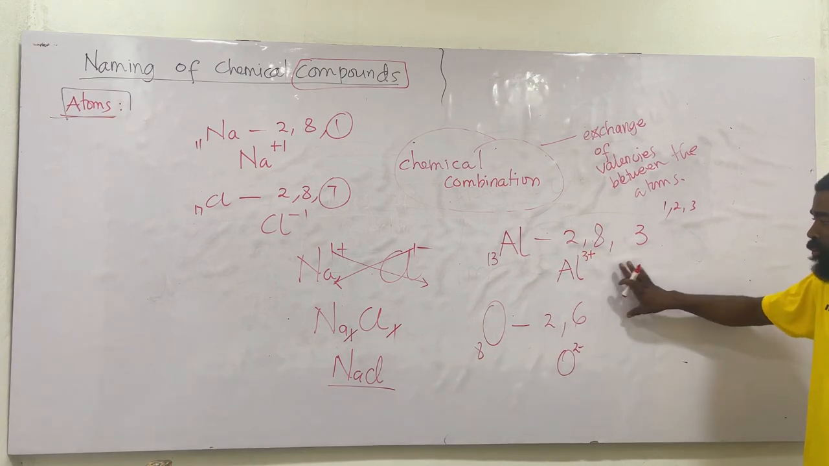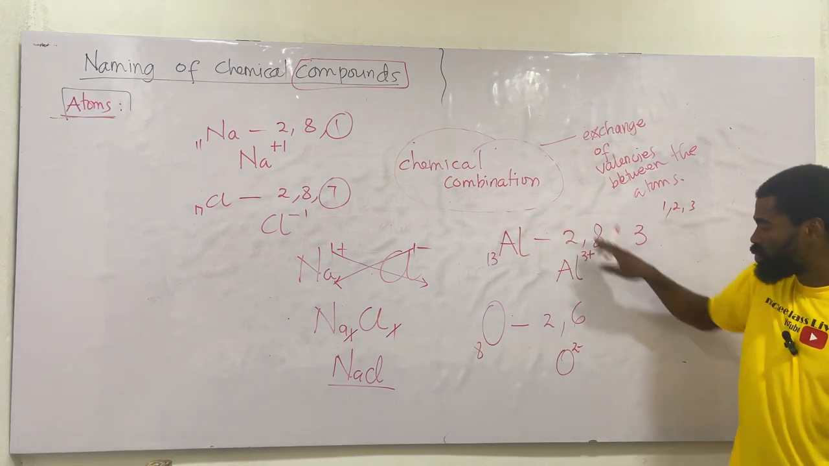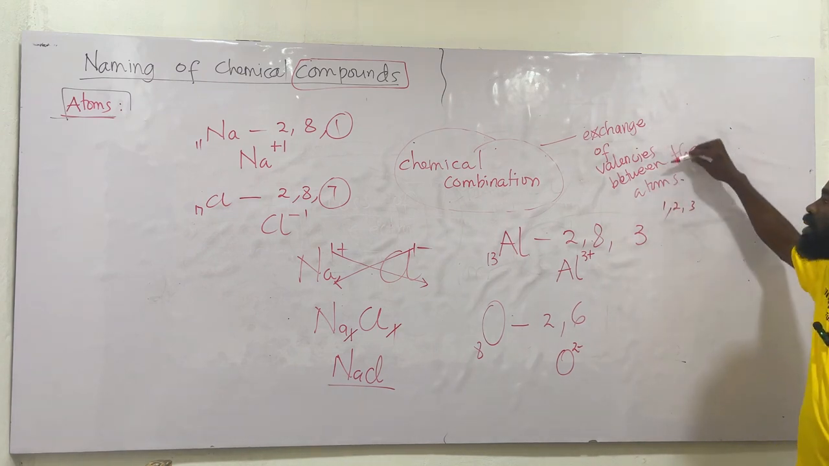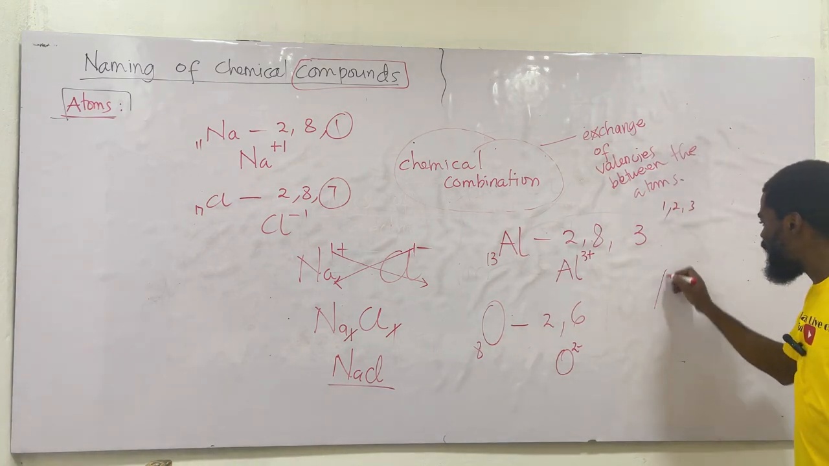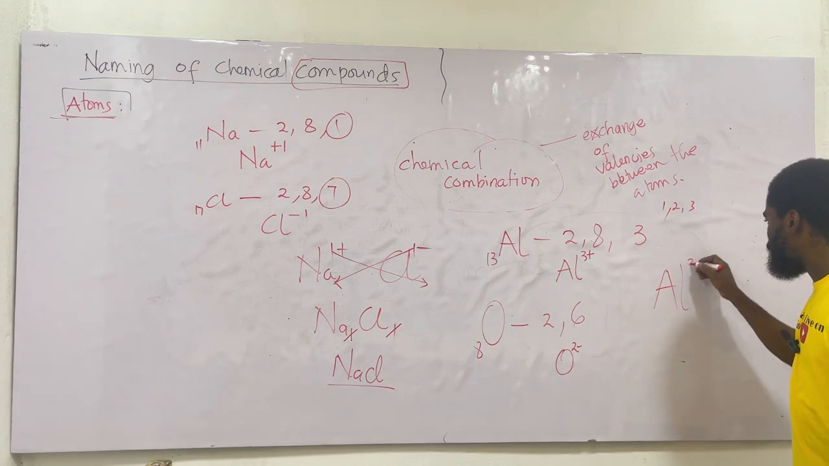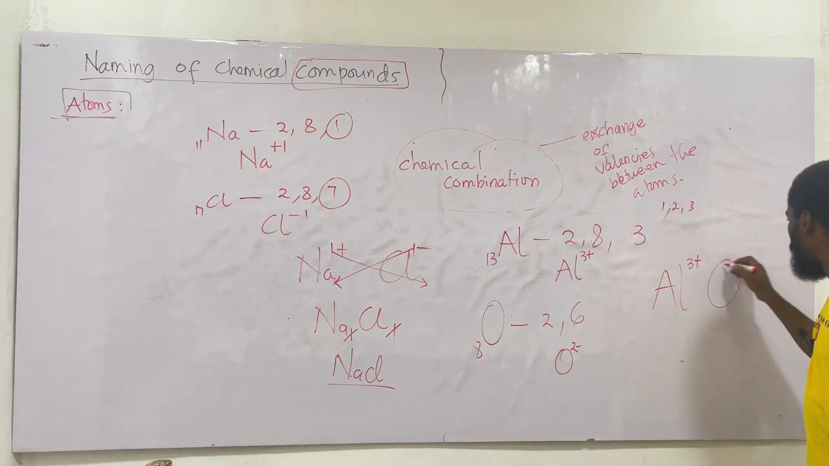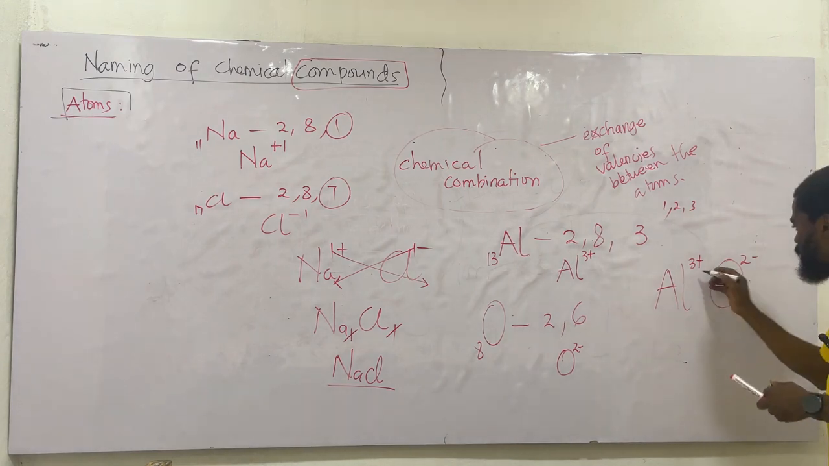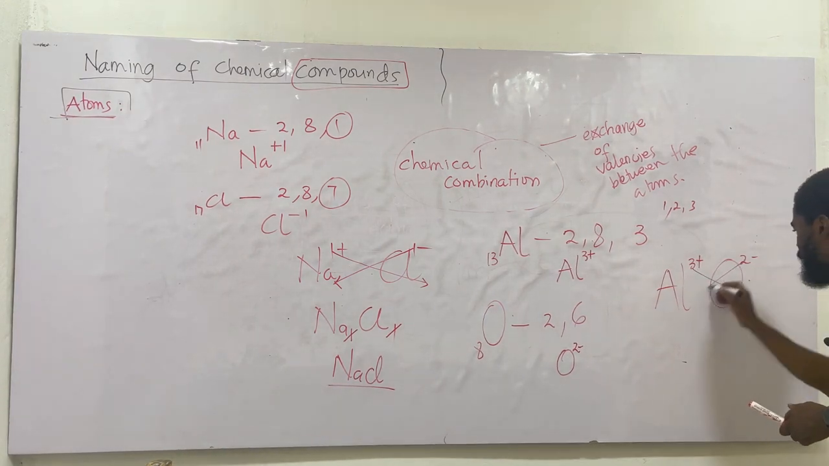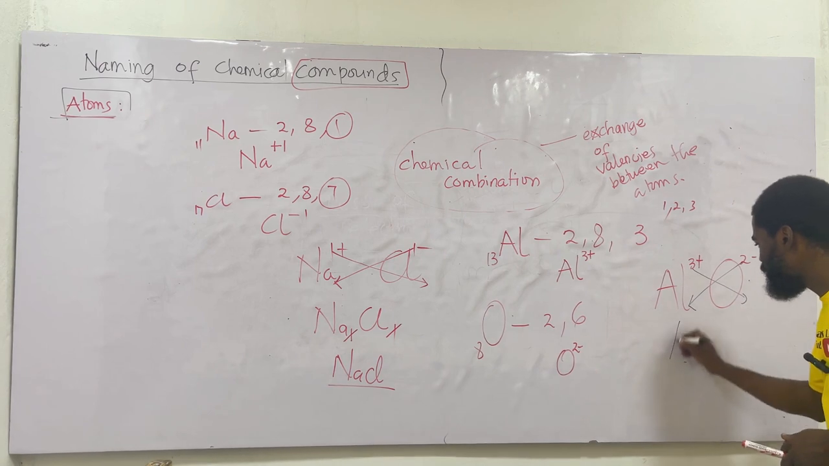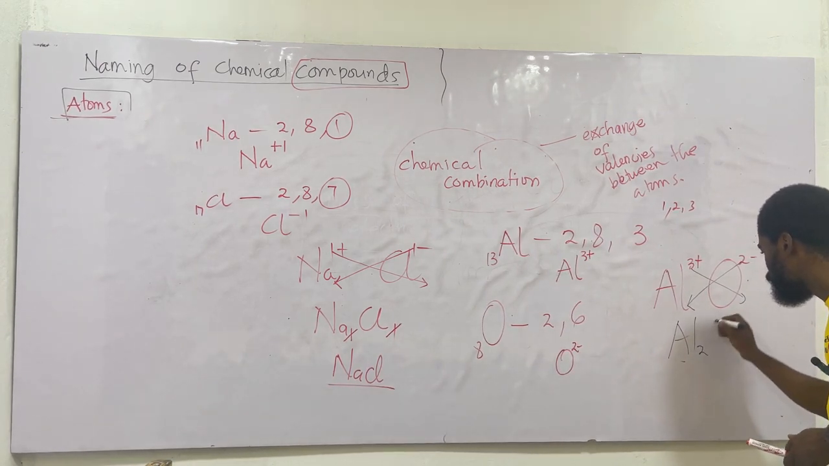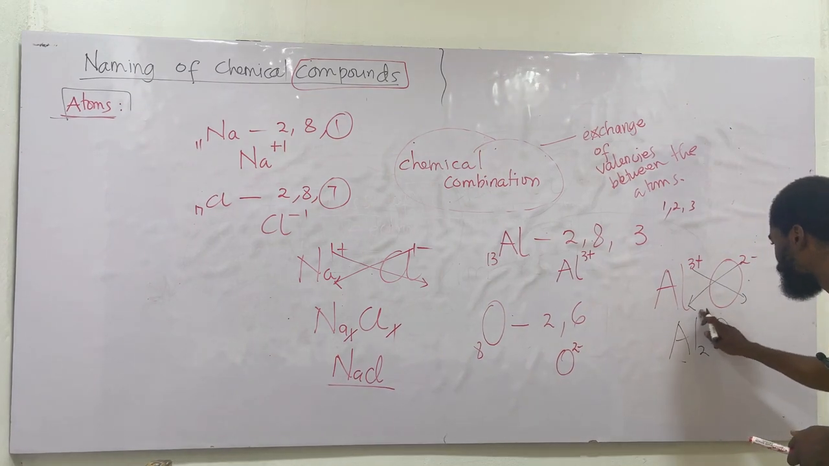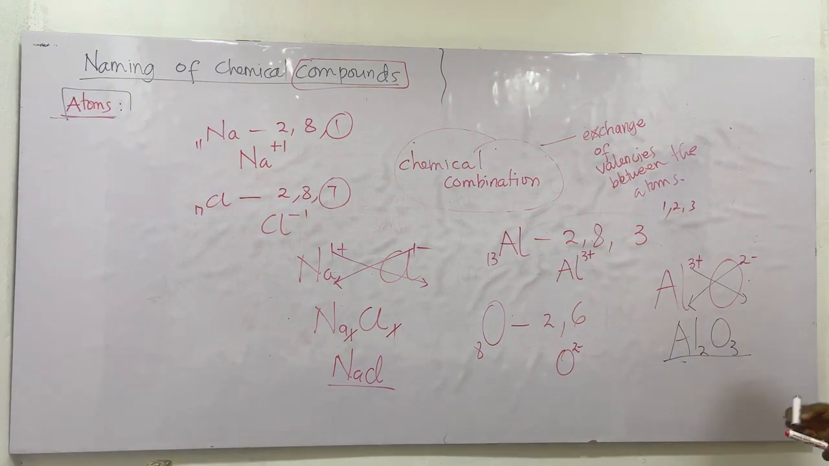Now I want to form a compound out of this. A compound is a chemical combination between this and this. To combine them chemically, they need to interchange their valences. So I'll get Al3 plus, then O2 minus. This one's valency will drop here, and this one's valency will drop here. That gives me Al2O3. The plus and minus will take care of themselves, so it becomes 0. This is aluminium oxide.